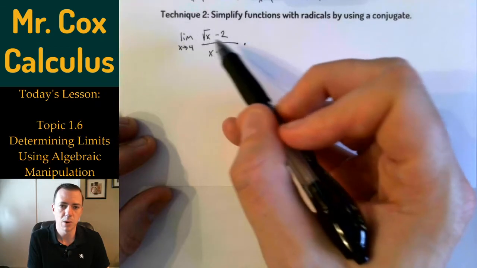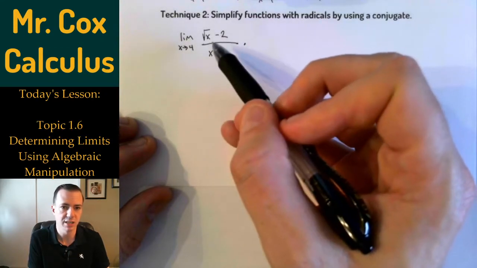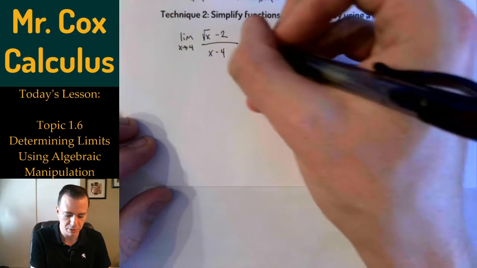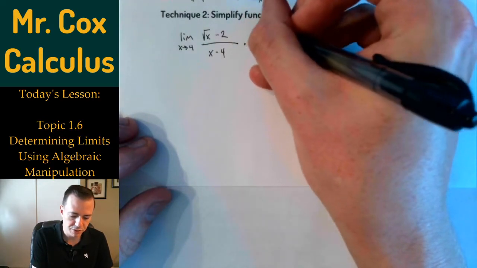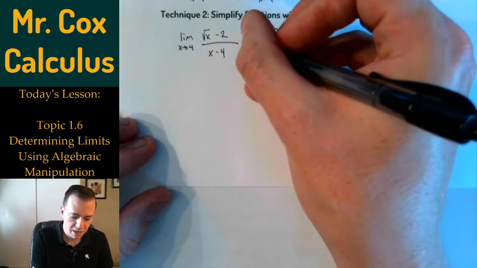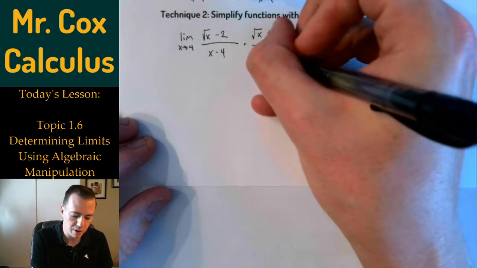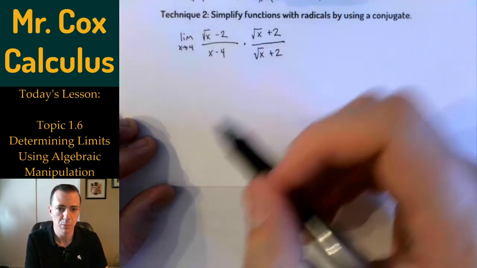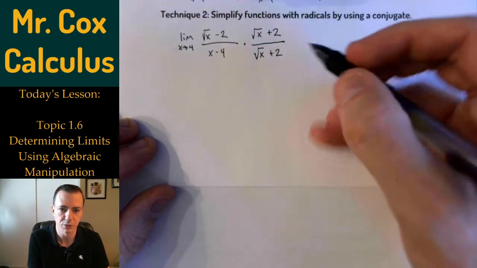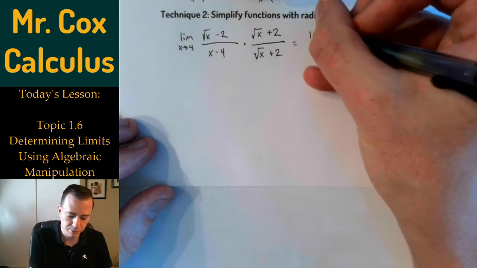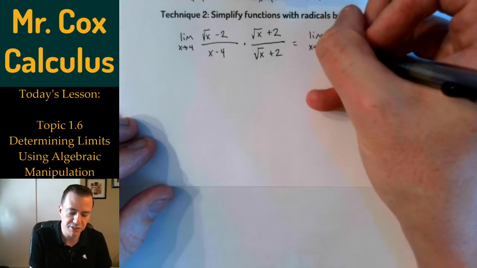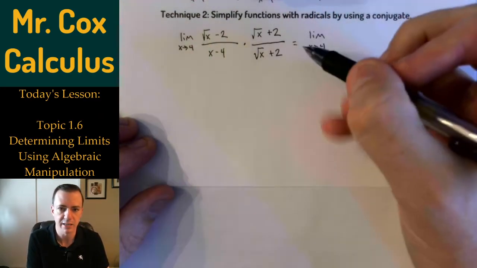So we're going to have the square root of x minus 2. The conjugate says to change the sign in between them. And so the square root of x plus 2. And then what I'm doing is I'm multiplying by a form of 1. So the denominator also needs to be multiplied by the square root of x plus 2. Well, this equals, notice that my limit notation is still here because I haven't evaluated it yet.